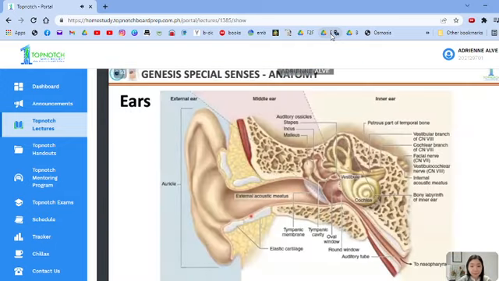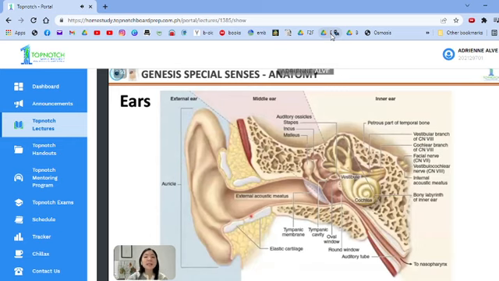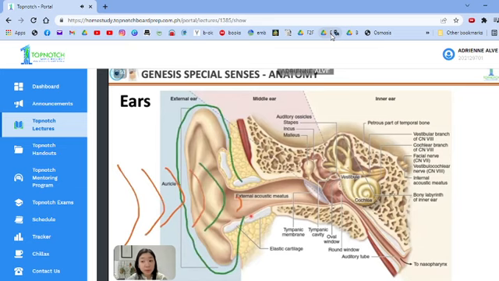Let's move on to hearing. Let's talk about the ears. Now, the ear mediates both hearing and equilibrium. The ear consists of three major parts. The external ear, which receives sound waves. The middle ear, in which sound waves are transmitted from the air to the fluids of the internal ear through a set of small bones. And finally, the inner ear.